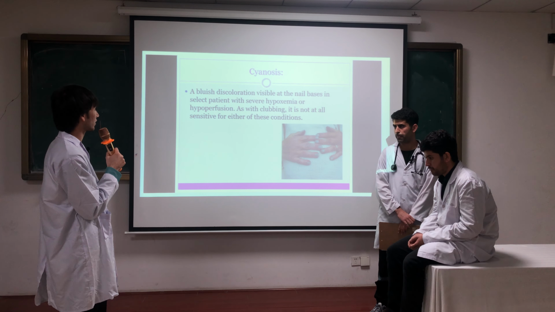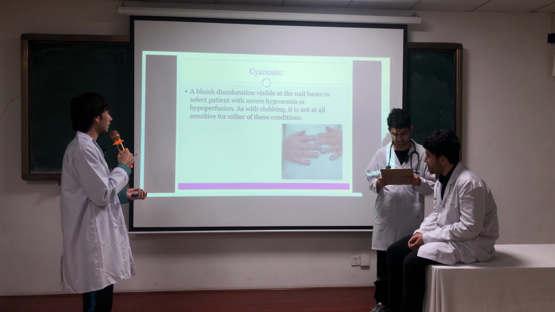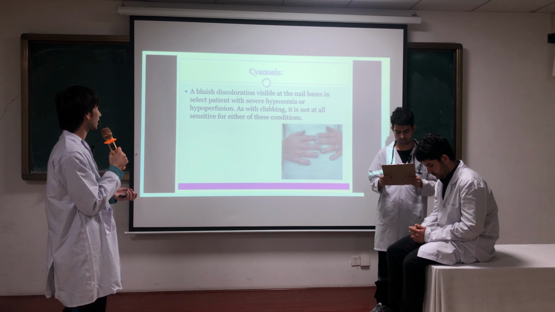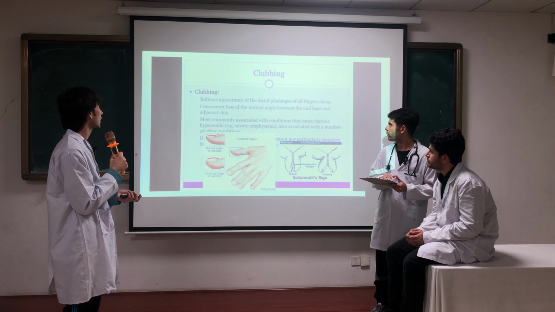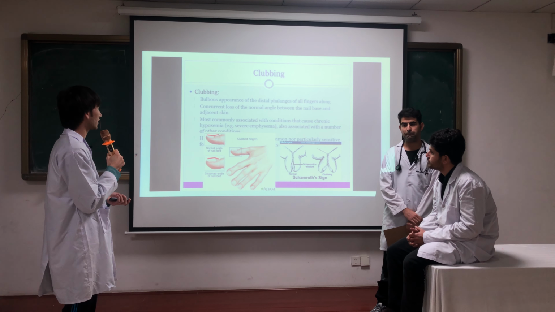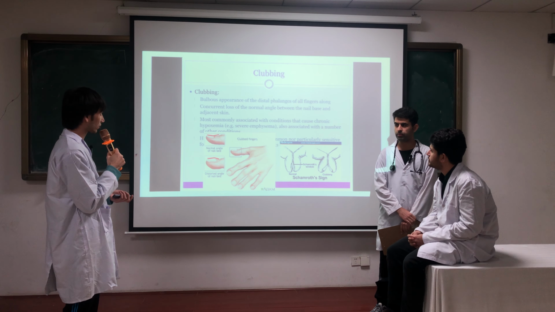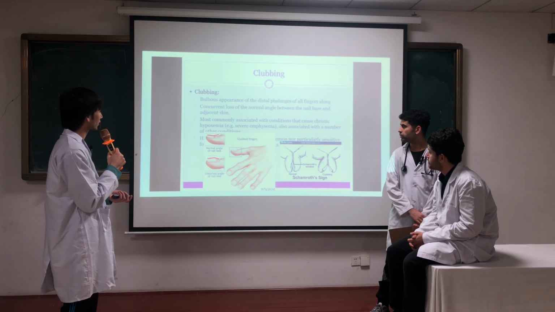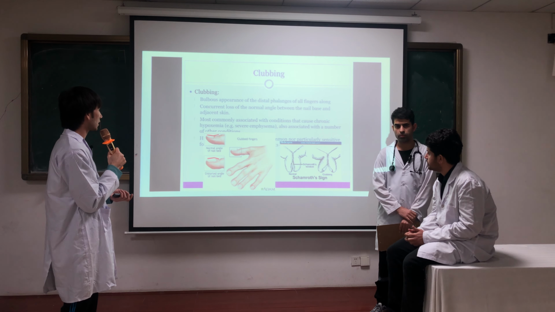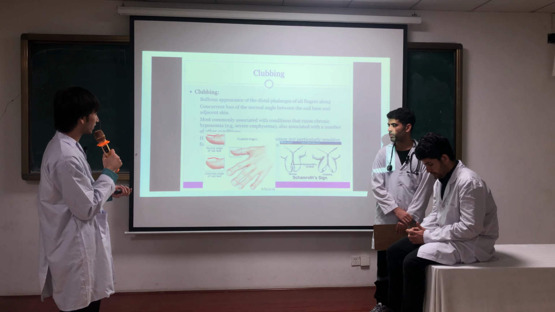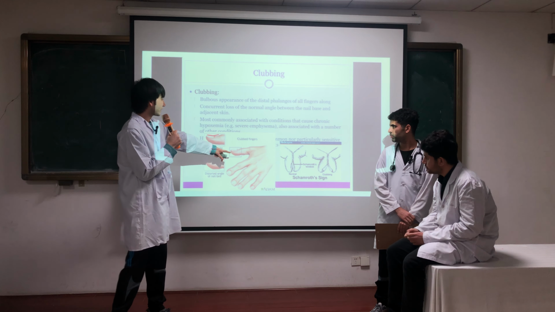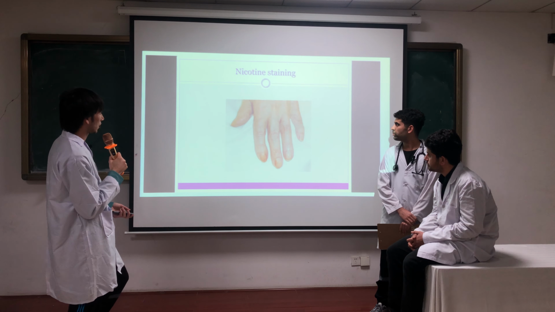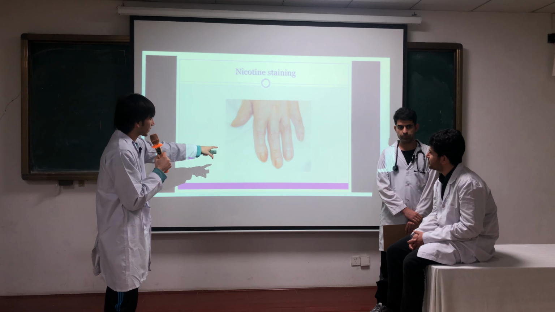Cyanosis is a bluish discoloration visible at the nail bases in select patients with severe hypoxemia or hypoperfusion. As with clubbing, it is not at all sensitive for either of these conditions. Clubbing: bulbous appearance of the distal phalanges of all fingers along with concurrent loss of the normal angle between the nail base and the adjacent skin. Most commonly associated with conditions that cause chronic hypoxemia, for example severe emphysema, also associated with a number of other conditions. As you can see in the picture, this is called clubbing. This is nicotine staining. As you can see in the picture, there is staining.